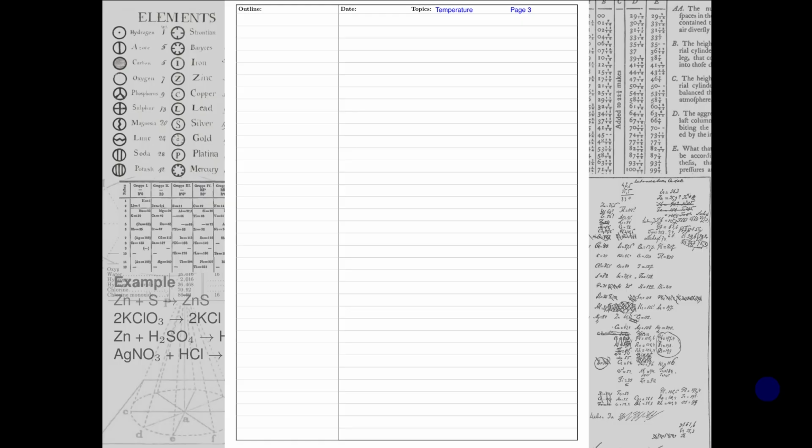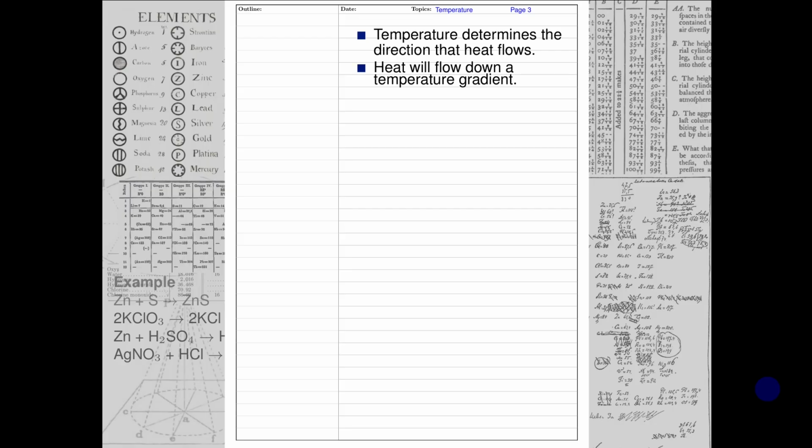Temperature is a fundamental concept in science, and one key role of temperature is determining the direction that heat flows. For example, if you place a hot piece of metal next to a cold piece of metal, heat will transfer from hot to cold, or down the temperature gradient. This shows that temperature is quantitative. We can observe that heat moves between objects with different temperatures, and we can measure temperature.